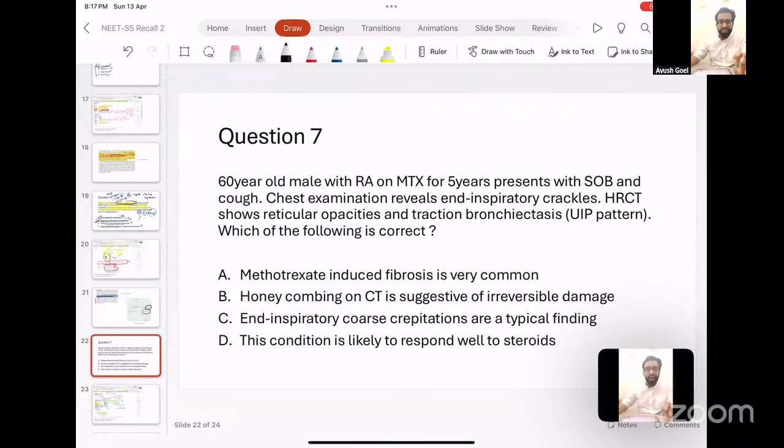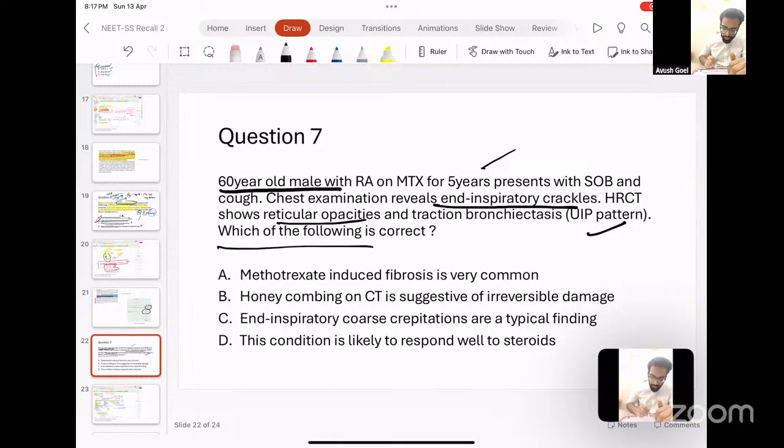Coming to our last question. This question was based on rheumatoid arthritis. We had a 60-year-old male with RA who was on methotrexate for 5 years and is now presenting with shortness of breath and cough. On examination, the patient had end inspiratory crackles. The HRCT was shown to have reticular opacities and traction bronchiectasis suggestive of a UIP pattern. And the question was, which of the following is a correct answer? So again, let us go one option by one.